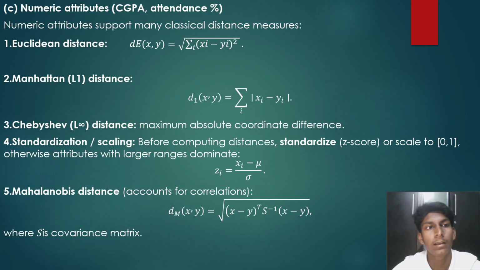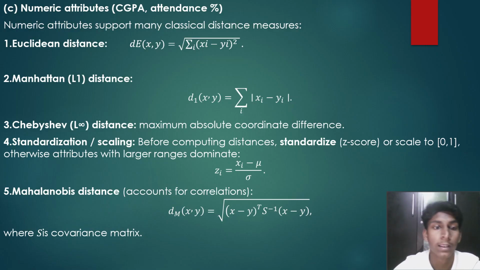Next is numerical attributes, such as CGPA and attendance percentage. Numerical attributes support classical distance measures such as Euclidean distance, that is dE(x, y) equals the square root of the summation over i of (xi minus yi) whole squared. Manhattan L1 distance, d1(x, y) equals the summation of |xi minus yi|. Chebyshev L-infinity distance, that is the maximum absolute coordinate difference.